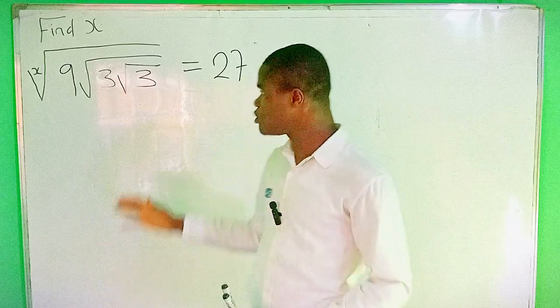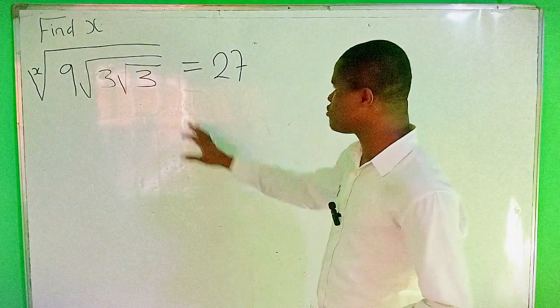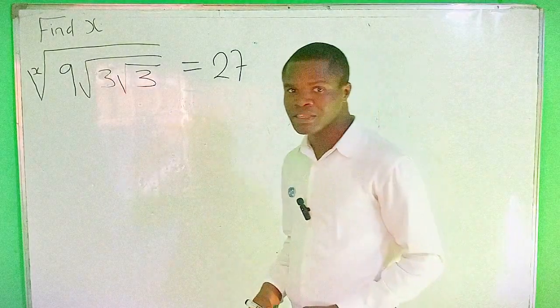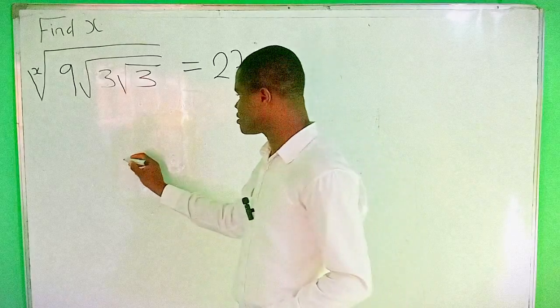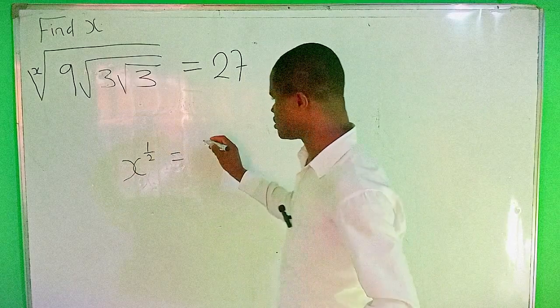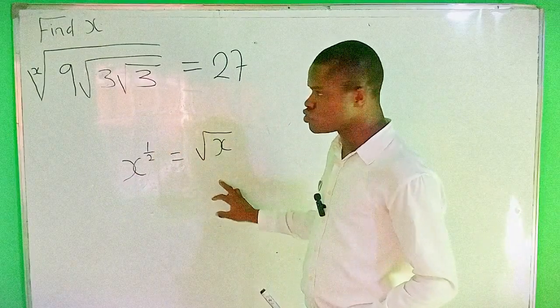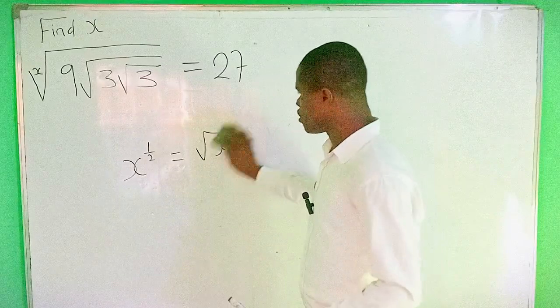So in this lesson, I want to show you how to solve a question like this. Given a problem like this, remember in indices, when you have x raised to power 1 over 2, this means square root of x. So I'm going to be applying this rule to this question.